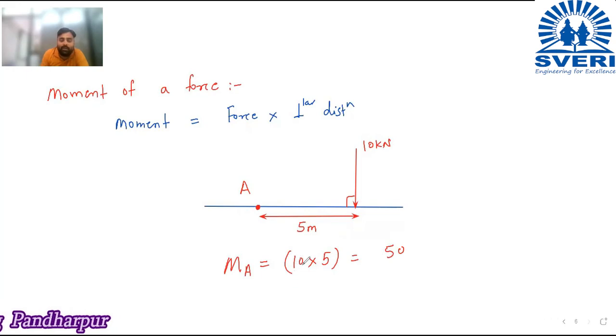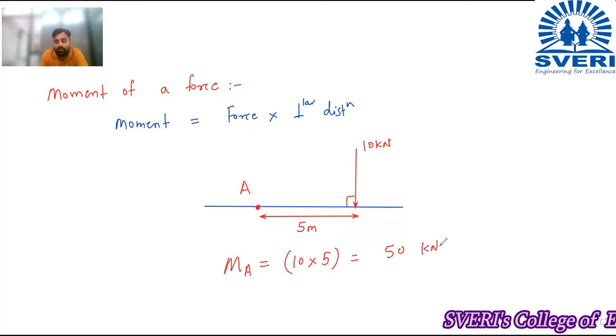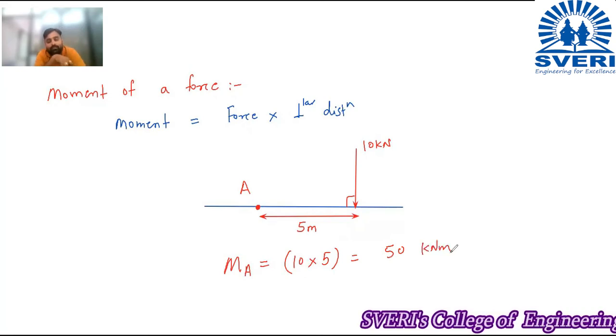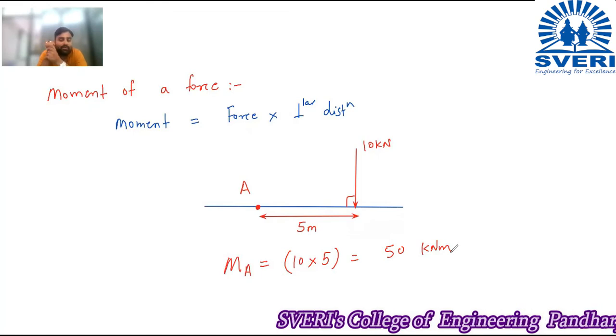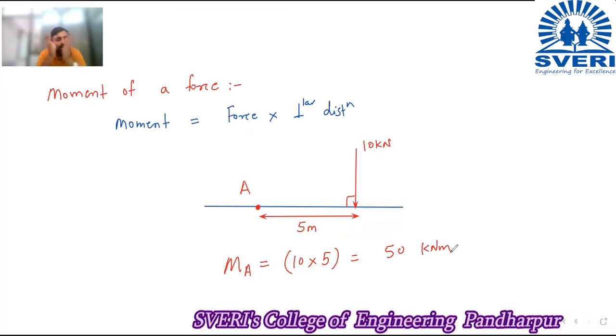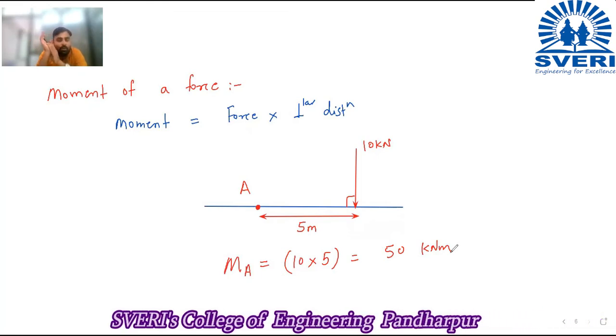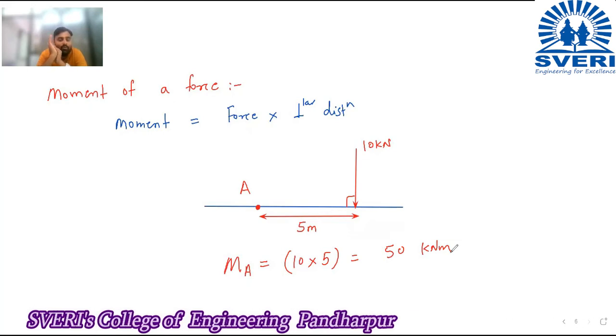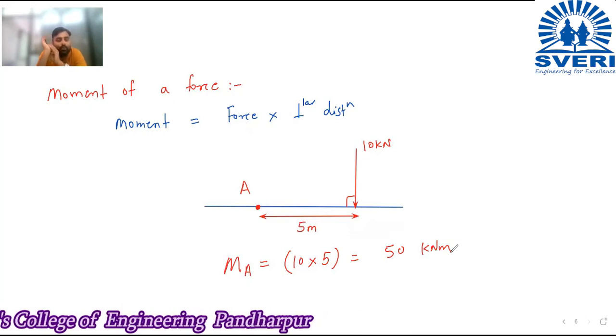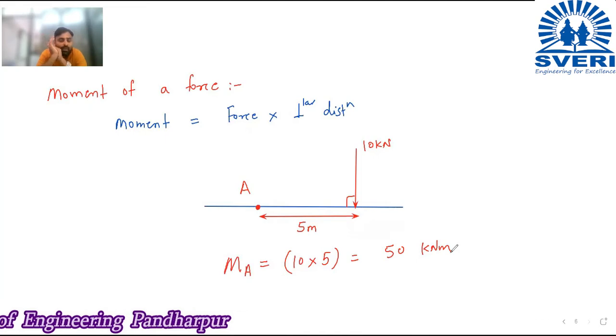And what will be the unit? The unit of force is kilonewton and the unit of distance is meter, so the product of these two is kilonewton meter. That value I have taken for your understanding purpose. That is the moment of a force, and how to calculate the moment of a force. Have you understood?